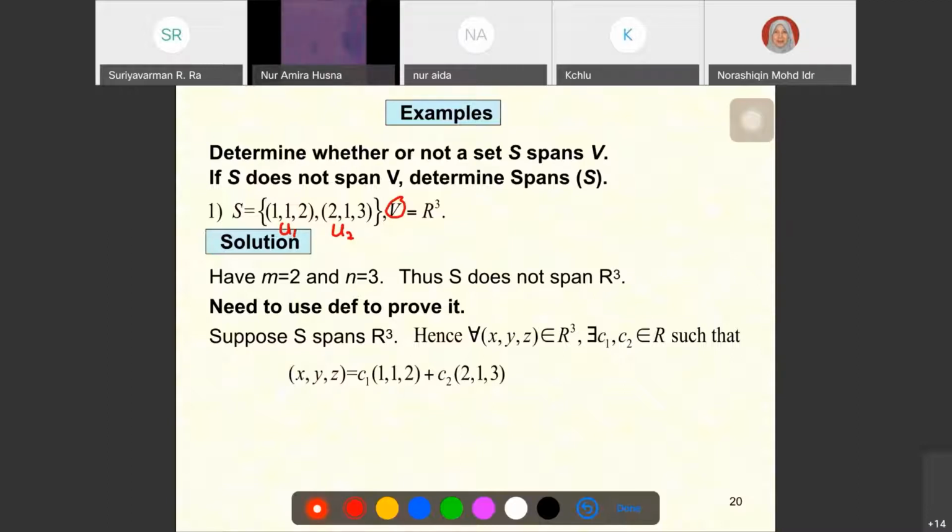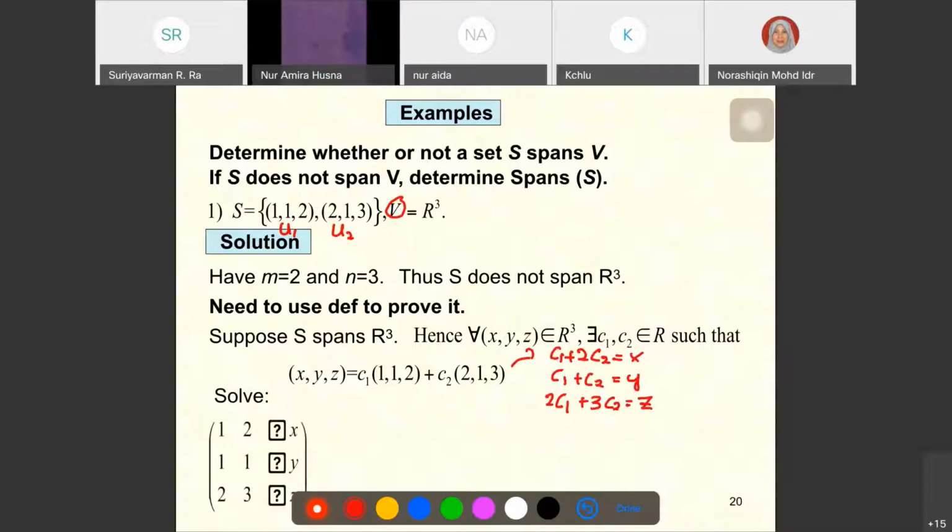Let me write it down. We have c1 plus 2c2 equal to x, c1 plus c2 equal to y, and 2c1 plus 3c2 equal to z. So, how to solve this? Again, use Gaussian elimination.